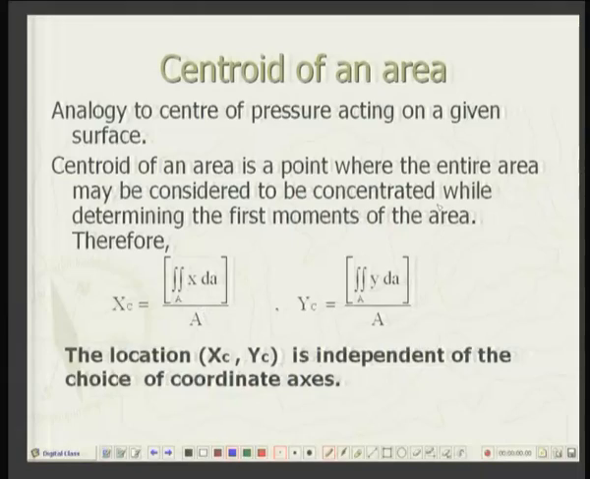Similarly, if we consider any body under the gravitational field, then the whole weight can be considered to be acting through a single point, namely the center of gravity. So, similarly over here, once we have the given figure, then we can concentrate the entire area of that figure through a single point called the centroid of an area for the purpose of calculating the first moments of that area.